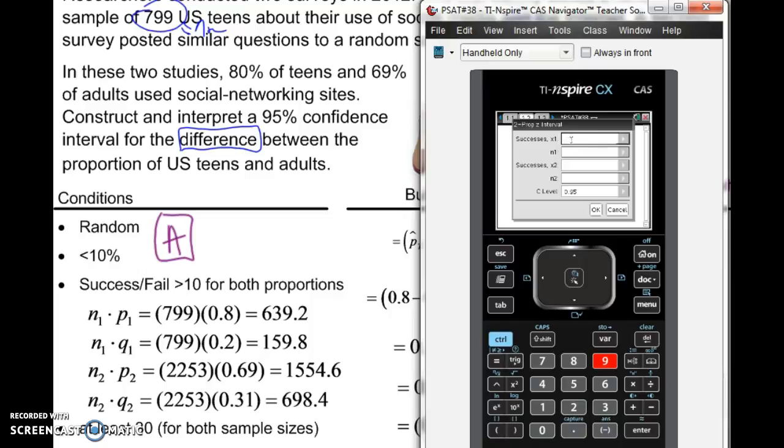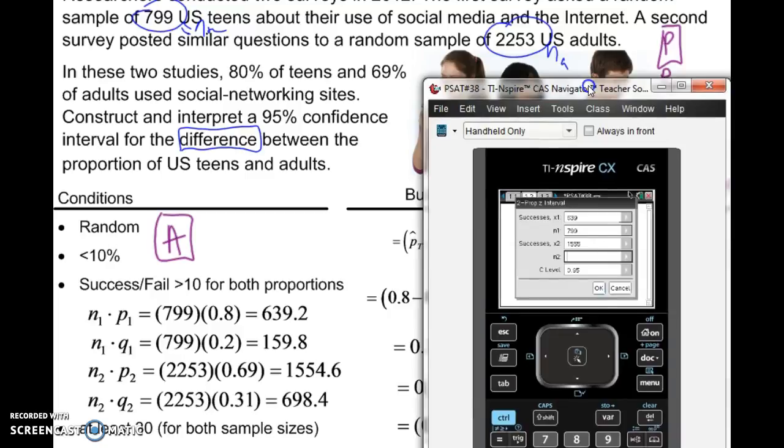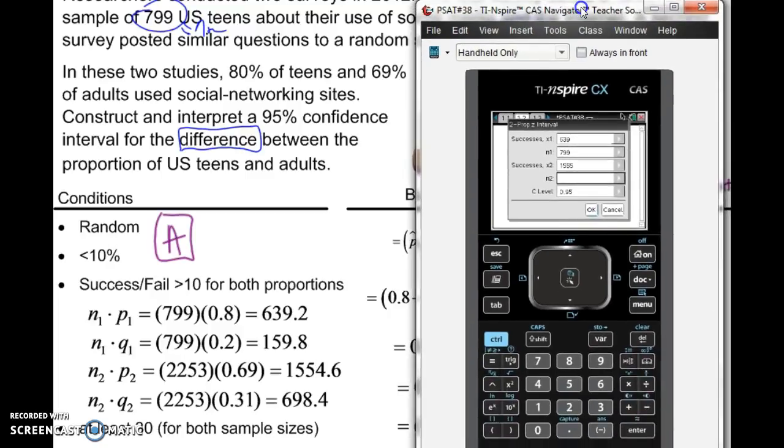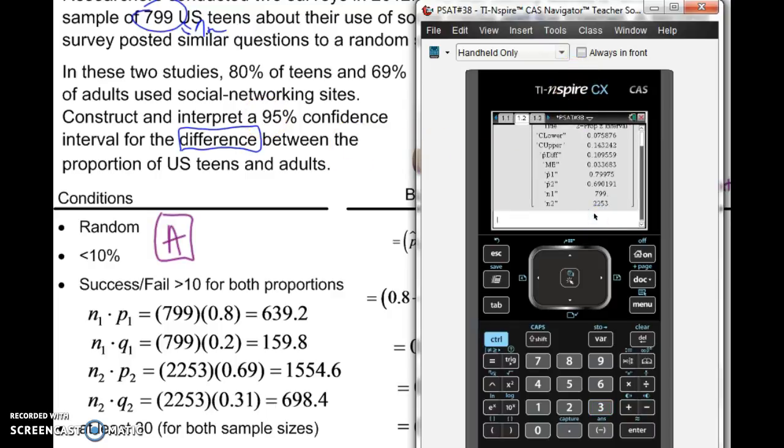Did I type that right? Let me try that again, 639. Okay. And N1 is how many that's out of, so that's a total N of 799. And the number of successes for adults would be 1555. I rounded that number, and I believe the total there is 2253. So 2253, and it said 95% confidence, so I'll leave that 95% default.